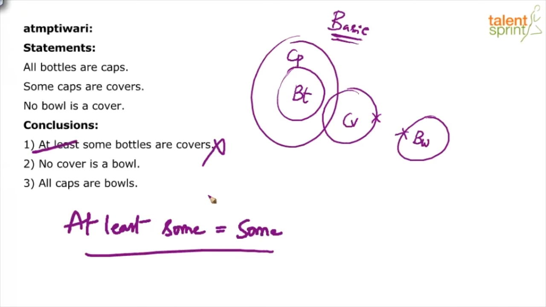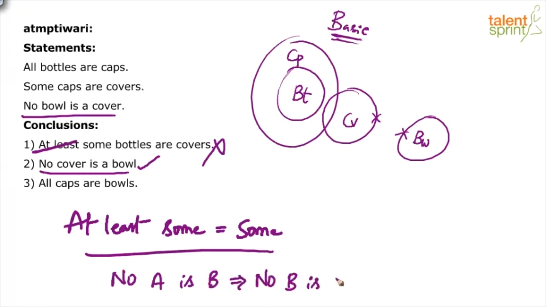Look at conclusion 2. No cover is a bowl? Yes, this is definitely true. You don't even have to look at the diagram, because the statement was no bowl is a cover, and the conclusion is no cover is a bowl. We very well know that for no A is B, the definite conclusion is no B is A. So if it says no bowl is a cover, definitely no cover is a bowl, without even worrying about the diagram. So conclusion 2 definitely follows.